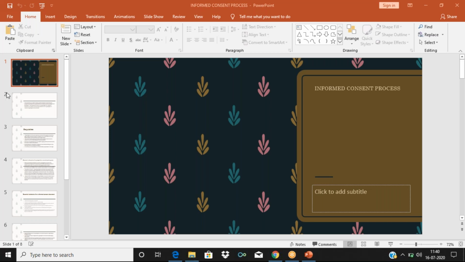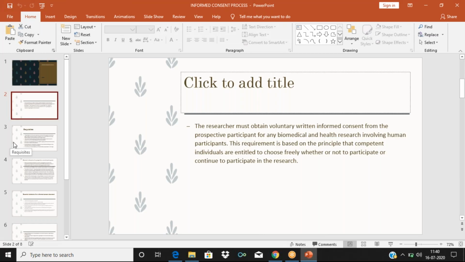So today we'll see the informed consent process. We know for a clinical trial we need to recruit participants. Initially, during phase 1, we will recruit healthy human participants. But in phase 2 and phase 3, we have to recruit patients. So whether healthy volunteers or patients, we have to get their consent.